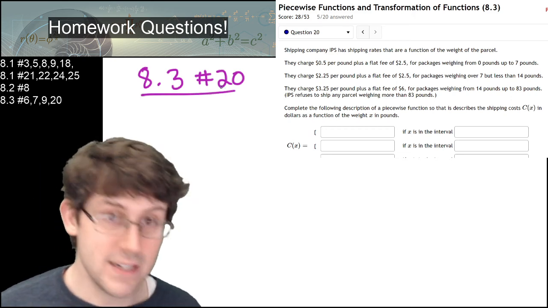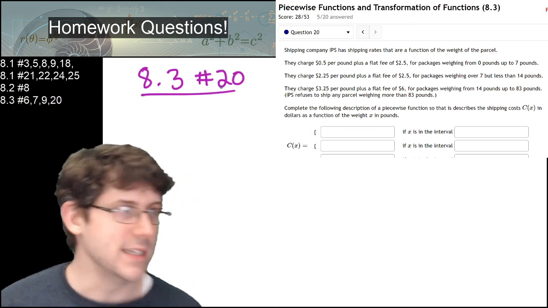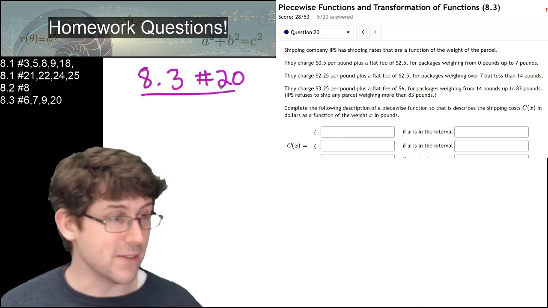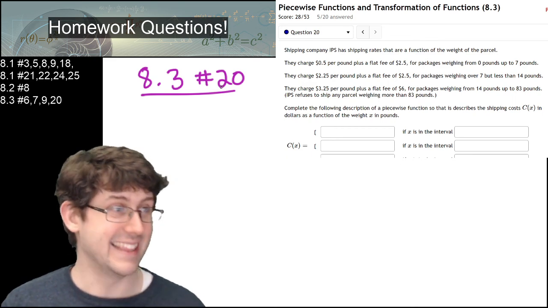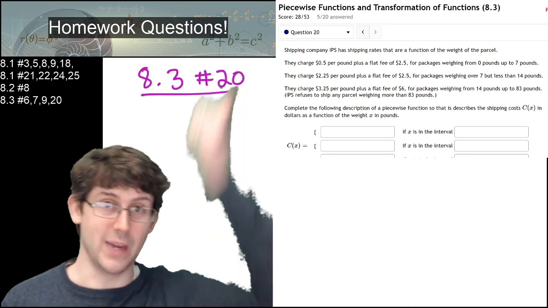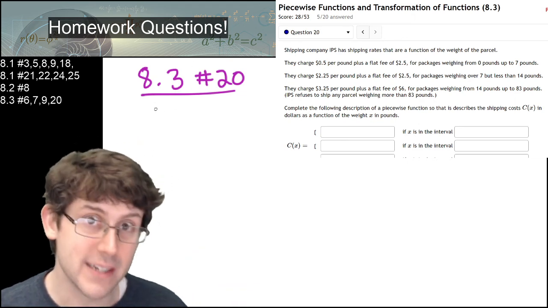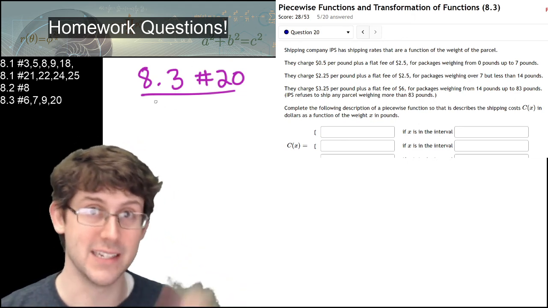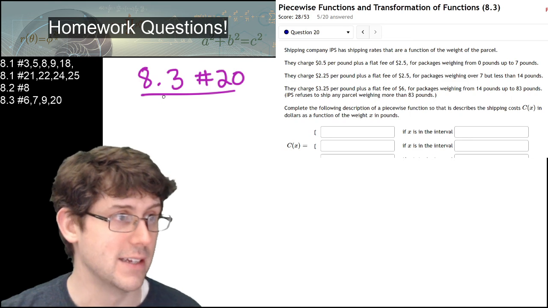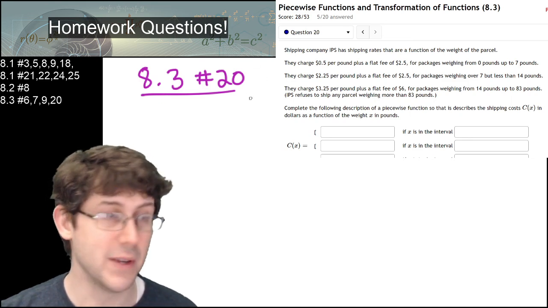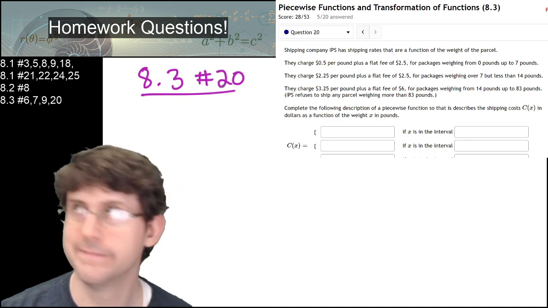This is 8.3, number 20. 8.3, number 20 says that there's a shipping company whose shipping rates are based on the weight, and they give 3 rules based on the weights. So I'm expecting a piecewise function because it's one function, but it has 3 rules. So what do they do here? Well, they charge $0.5 per pound.